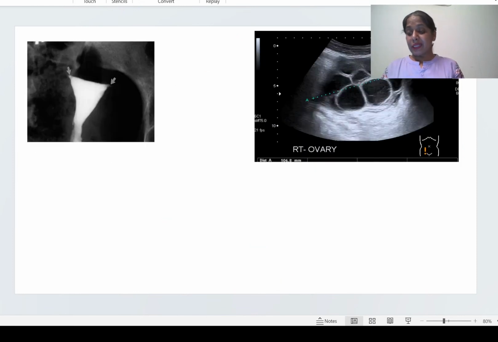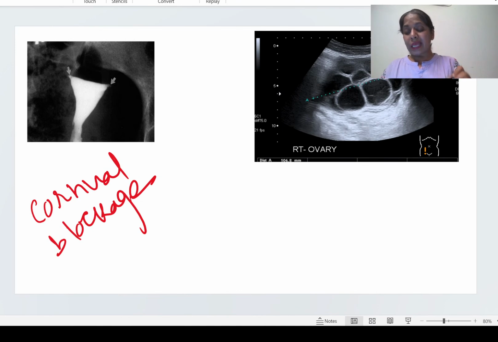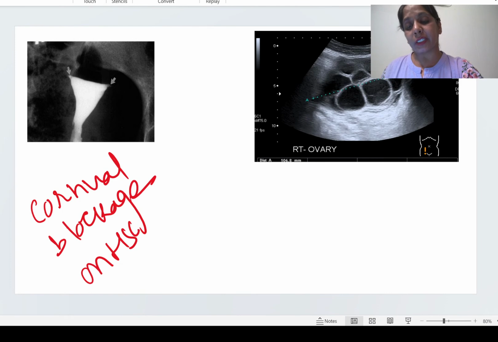Now let us see these images. They have come in the past in your exam. This first image is of cornual blockage on HSG. As you can see, the dye has not gone. The site of blockage is cornual blockage on HSG.